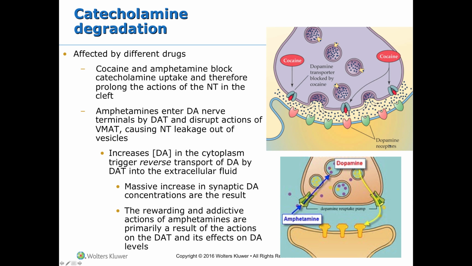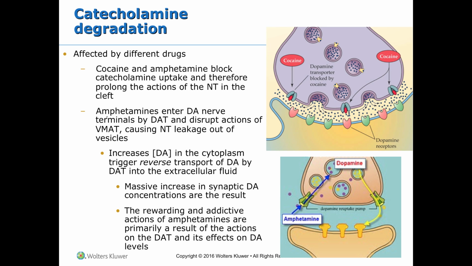Catecholamine degradation can be affected by different classes of drugs, particularly cocaine and amphetamine. The way that cocaine and amphetamine work is that they block the uptake of catecholamines, and they prolong their actions as neurotransmitters in the cleft. So cocaine and amphetamine block the ability of catecholamines to actually be brought back up.